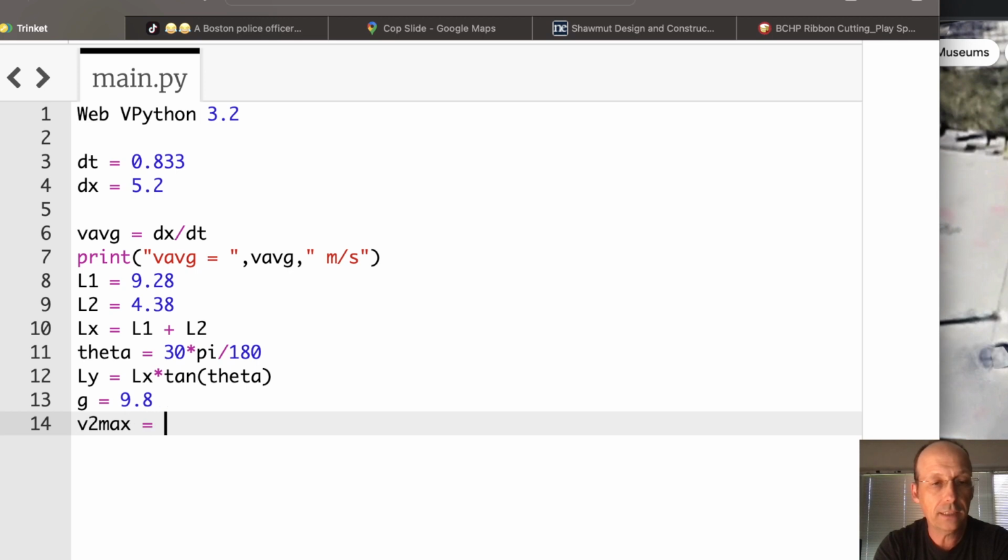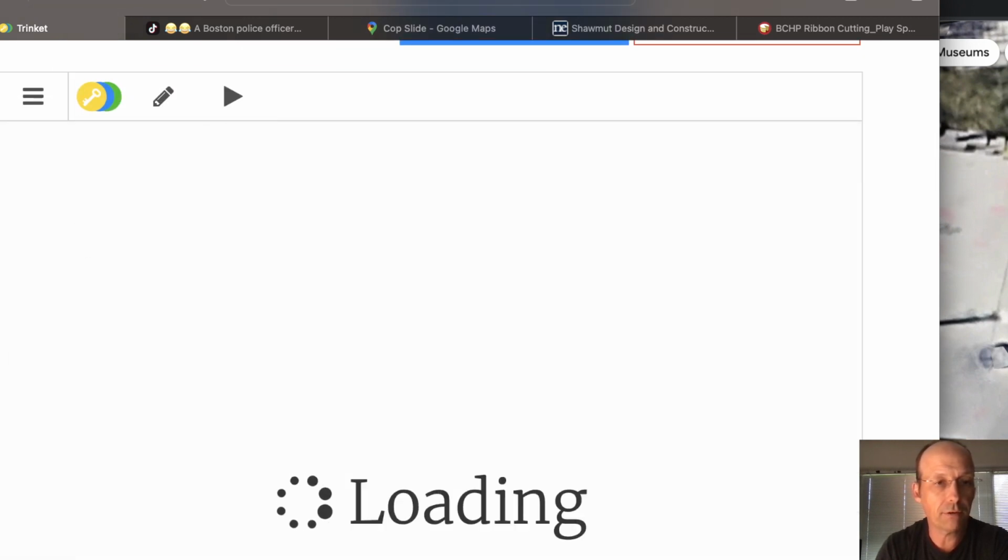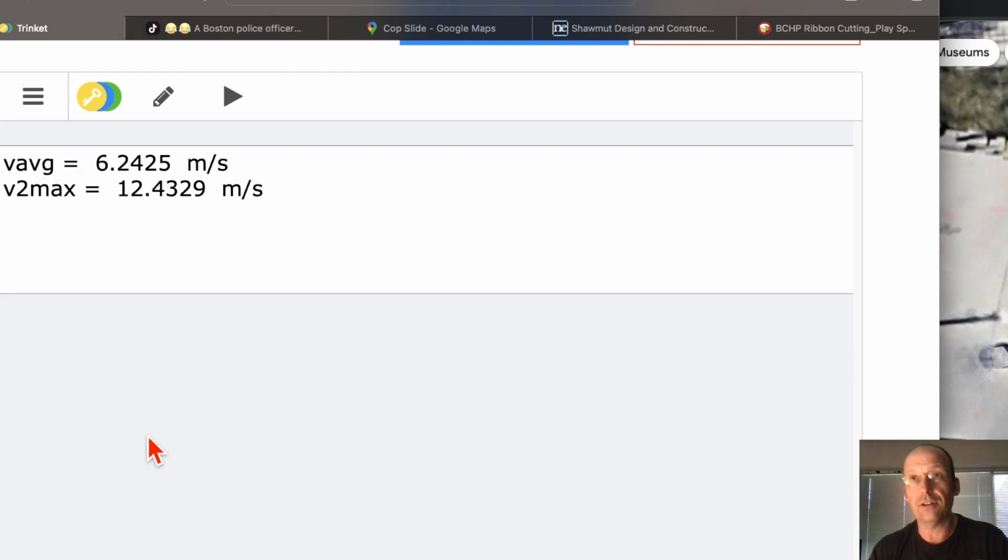V2 max is square root of 2 times g times Ly. And print that, print V2 max equals V2 max meters per second. And let's see what we get. Please be greater. Okay, so that's good. It's a lot greater.